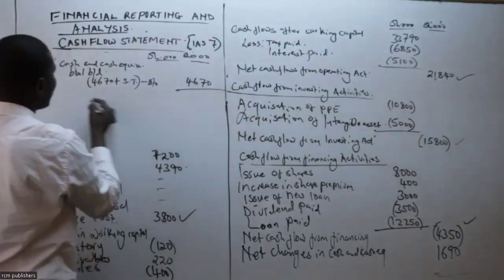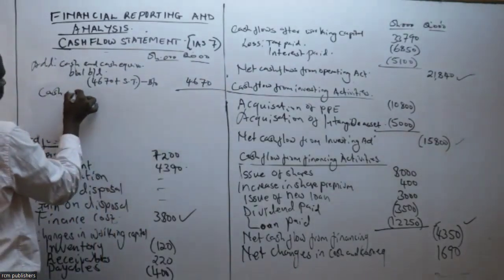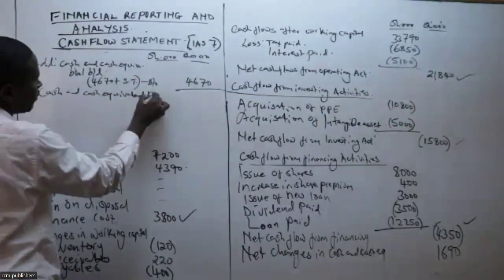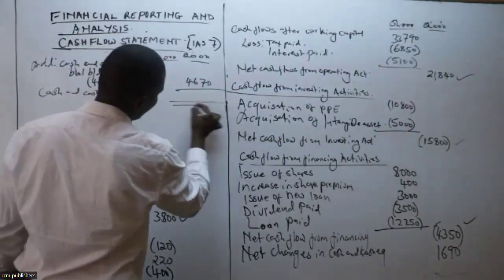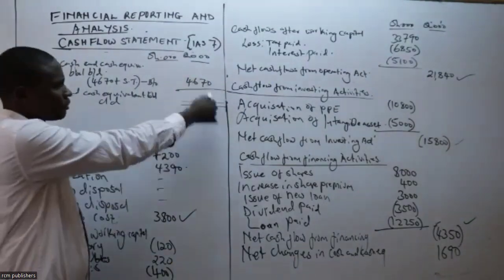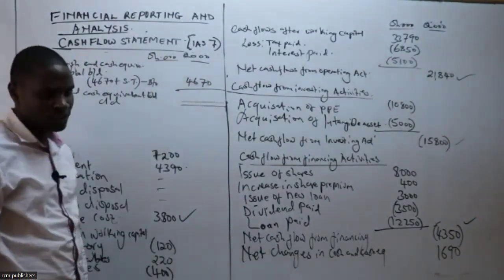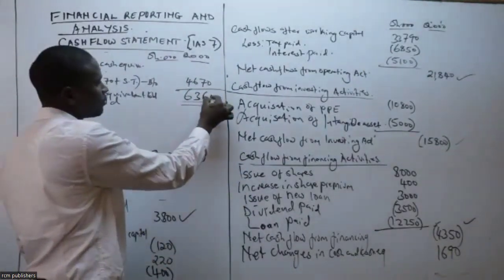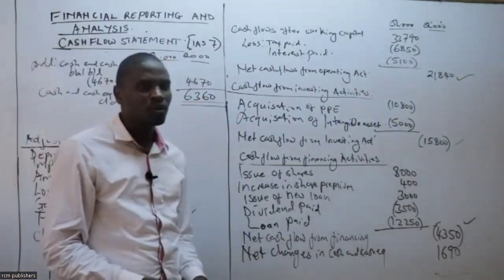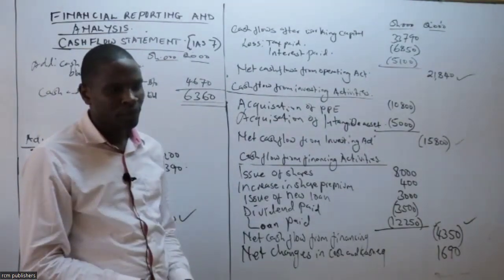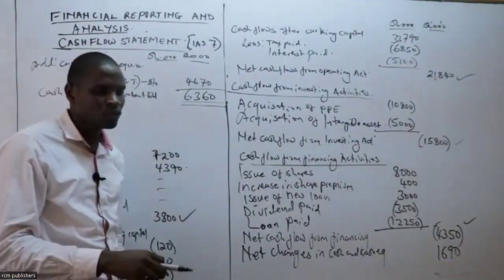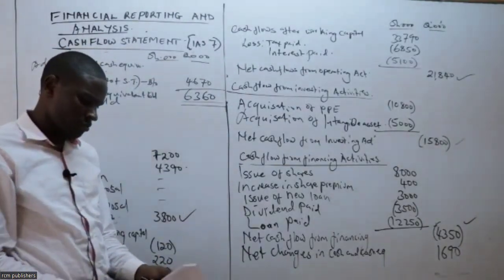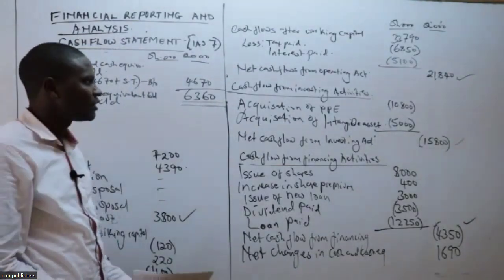46.70. So can you add for me so that we get the cash and cash equivalent balance. This is the balance carried down at the end of the period. What are you getting? Add for me 1690 plus 4670. What are you getting now? 63.60. And then you confirm with your question. Is it balancing? You just confirm with the cash and cash equivalent as at the end of the period. I can see for sure it is 63.60.